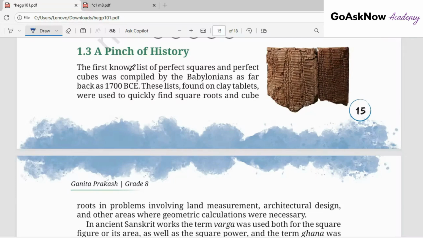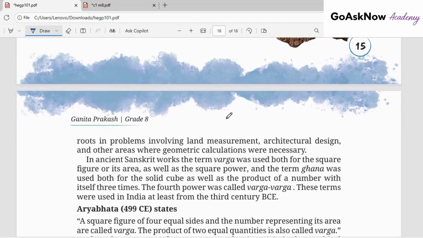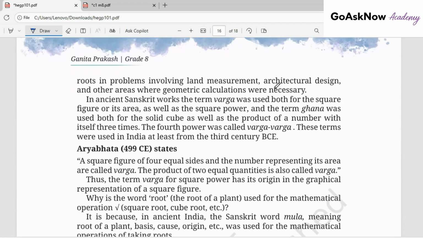A pinch of history. The first known lists of perfect squares and cubes were compiled by Babylonians as far back as 1700 BCE. These lists found on clay tablets were used to quickly find square roots and cube roots in problems involving land measurements, architectural design, and other areas where geometric calculations are necessary.